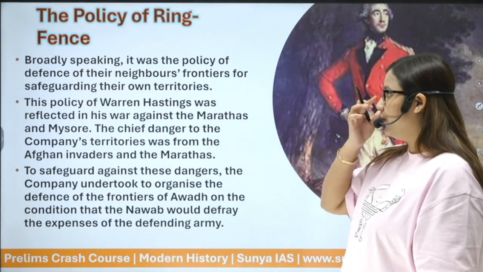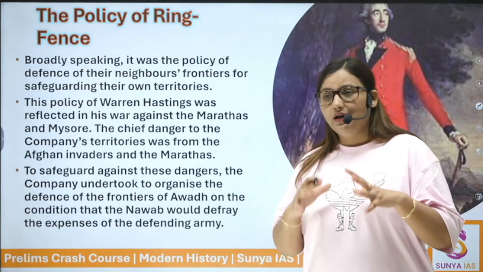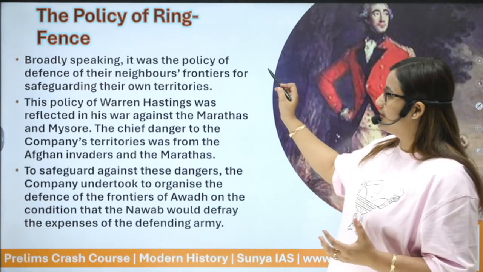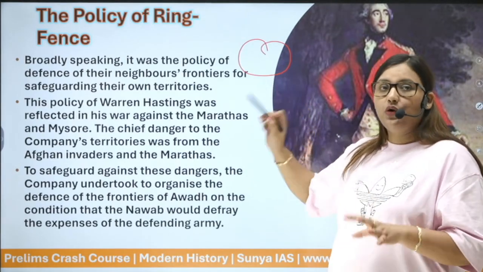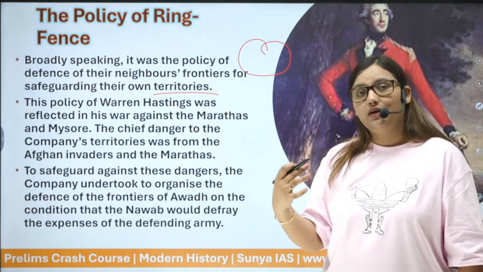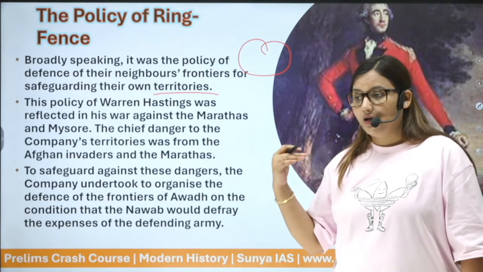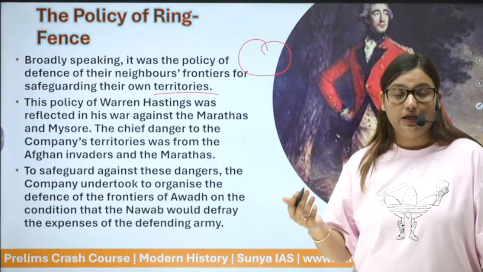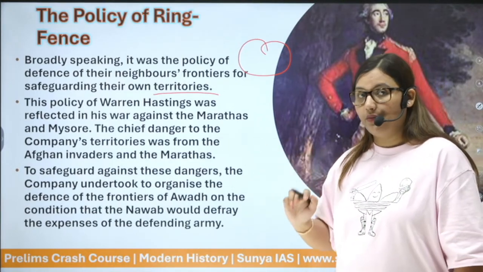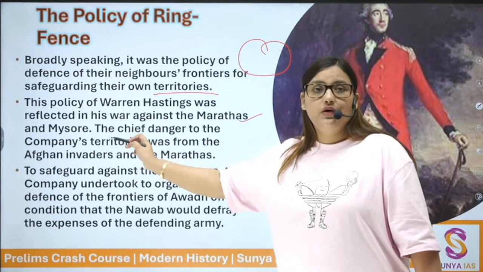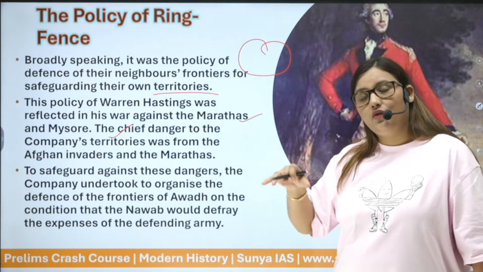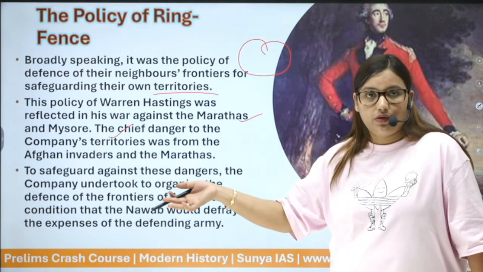There is one more thing I want to make you understand here. Just understand what is the policy of ring fence. Policy of ring fence is hero or maro. Means if you want to attack someone, you can attack that person by safeguarding your own territories and by taking care of the neighboring areas. So this policy was by Warren Hastings, and it was reflected in the Maratha and Mysore wars. So if you remember, they were not attacking two areas simultaneously, right? They used to take care of one area and then they used to come to the other area.